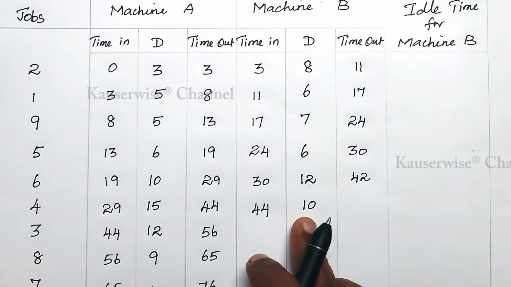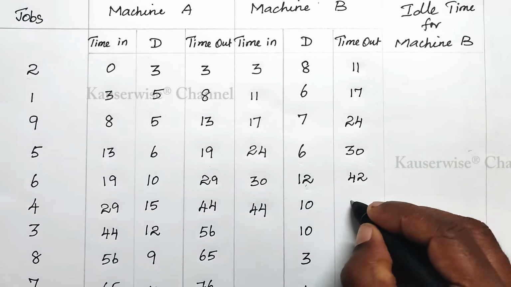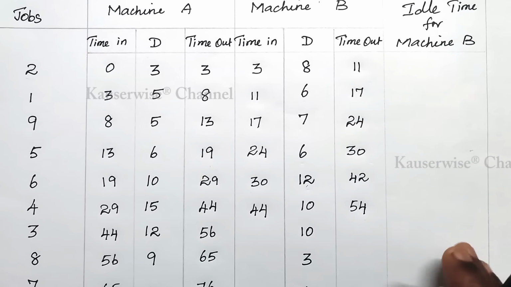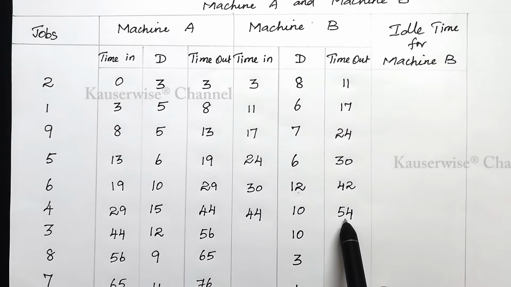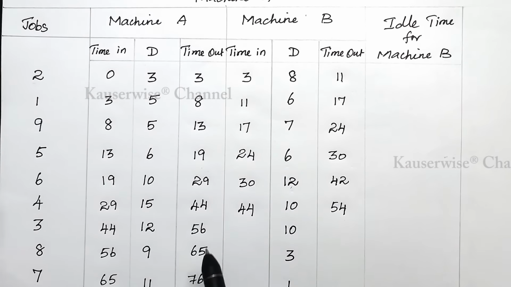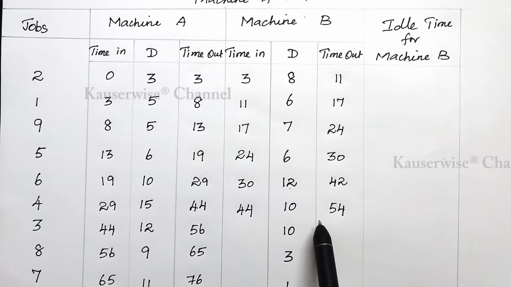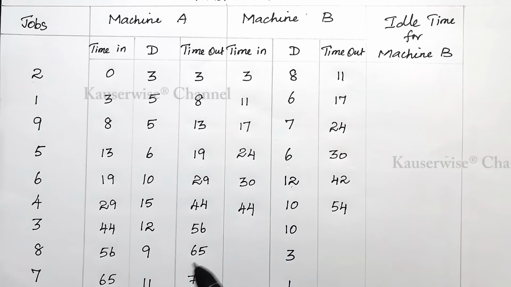So, 44 plus duration 10, so totally 54 is the out time. In the same way, just look at the next job here. 54 is lesser than 56. So, again machine B has to wait for 2 hours to take up the next job.